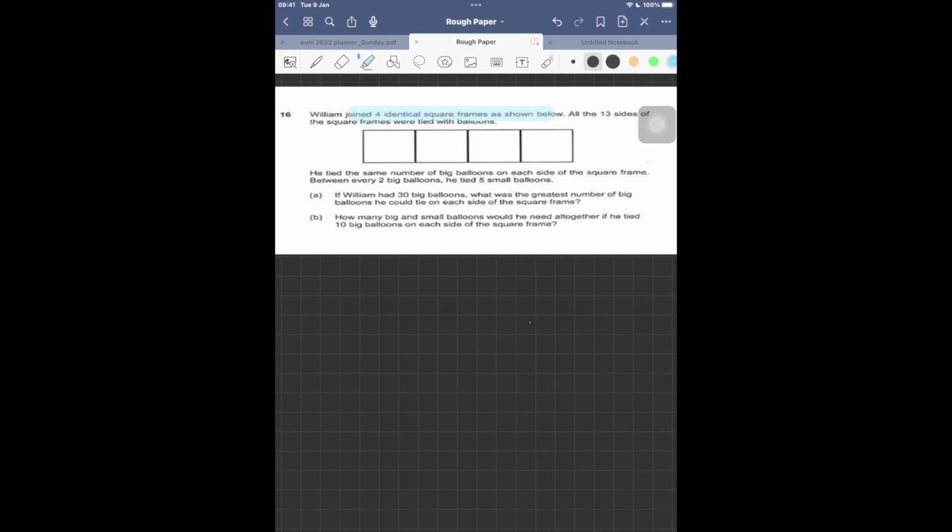Okay, you see? William joined four identical square frames as shown below. All the 13 sides of the square frames were tied with balloons. He tied the same number of big balloons on each side of the square frame. Between every two big balloons, he tied 5 small balloons.